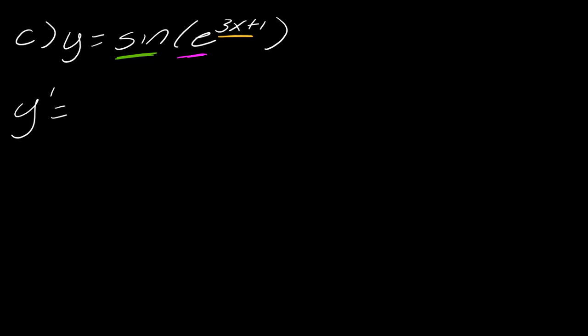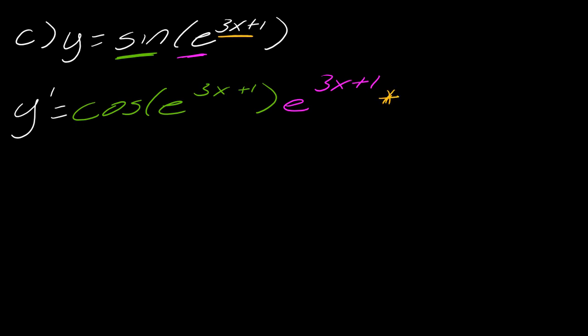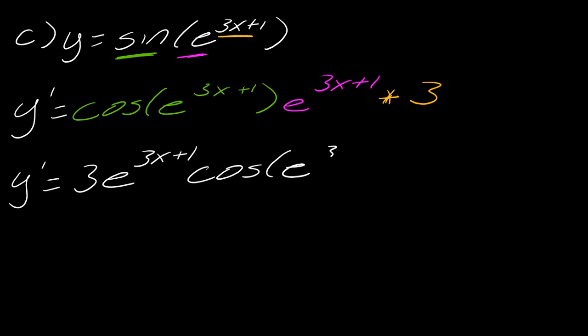Starting with the outermost function, the derivative of sine is cosine, and I leave all the inside stuff intact. Then the derivative of e to the x is just e to the x, so I'll write e, and again I'll leave that whole inside function intact. Then I'll multiply that by the derivative of the innermost function, which will just be 3. So there are all my pieces. Now I just want to write this out nicely. We'll call this 3e to the 3x plus 1 times cosine of e to the 3x plus 1.